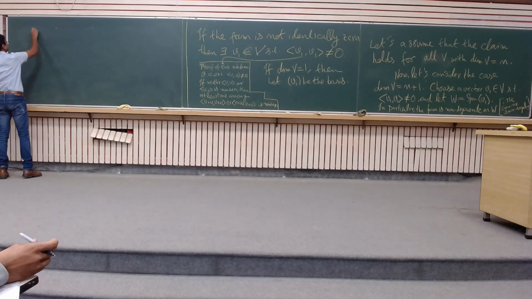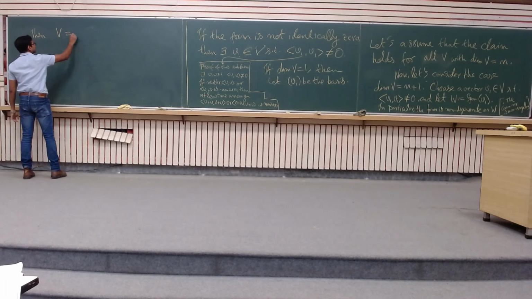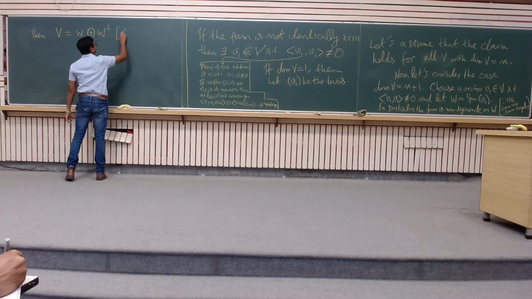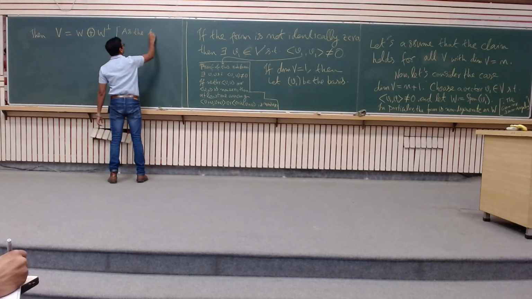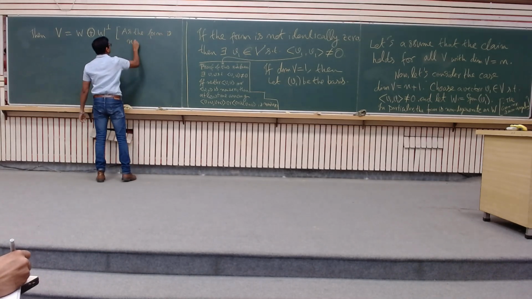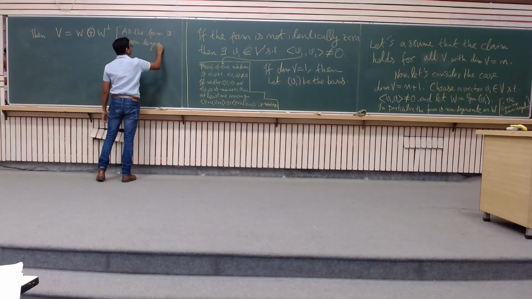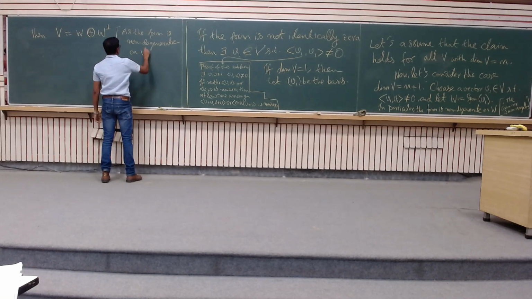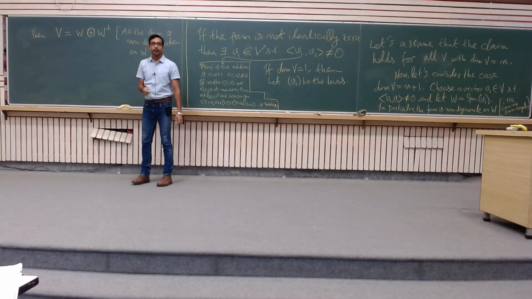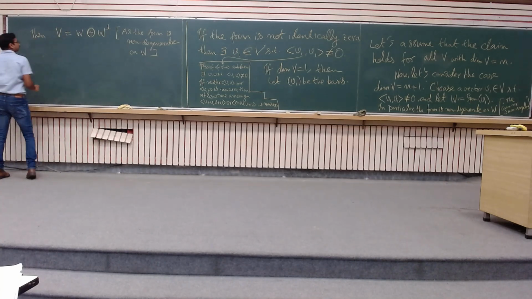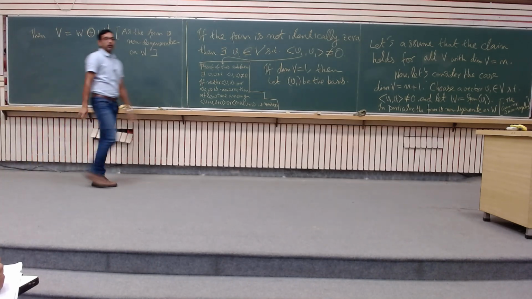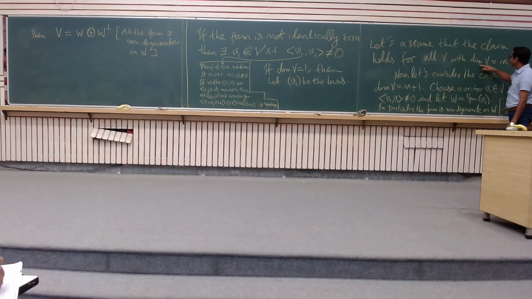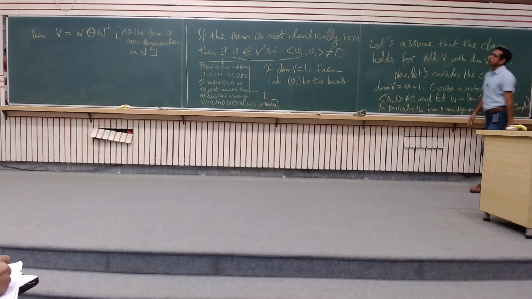So then V decomposes as W direct sum W perp, as the form is non-degenerate on W. Now look at the induction hypothesis. What was that? That the claim holds for all V with dimension V equal to n. So in particular, it holds for W perp.